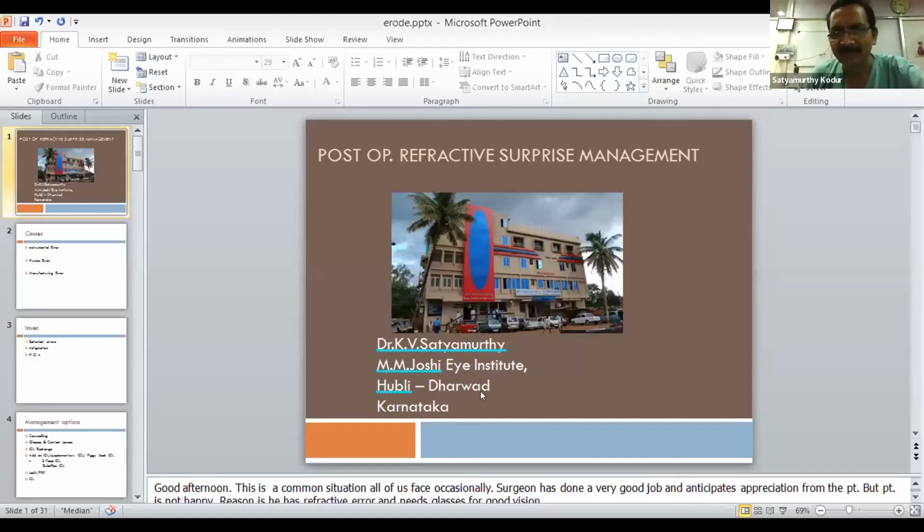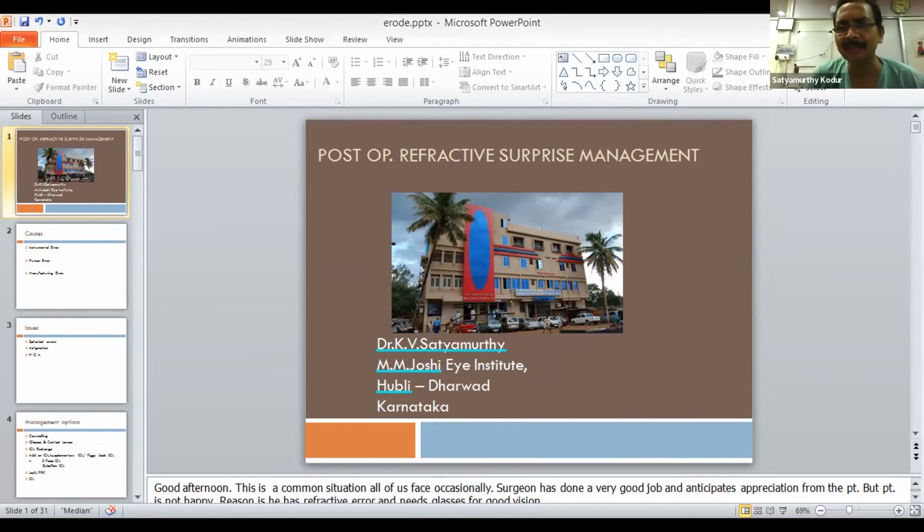Now I am going to discuss post-op refractive surprise, how to manage. There are various reasons. This is a common problem for all of us. Occasionally we come across, we have done a wonderful surgery and then expect the patient to appreciate our efforts. But to our surprise, the patient will not be very happy with the outcome because he has got refractive error. Now let's see what are the reasons.